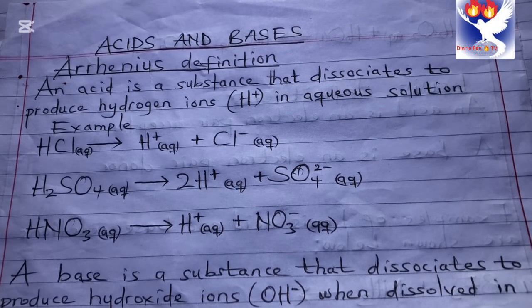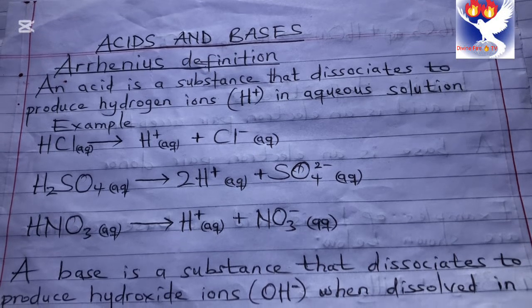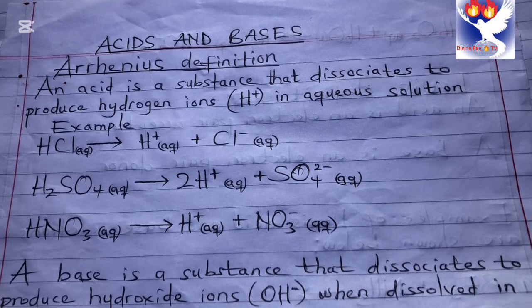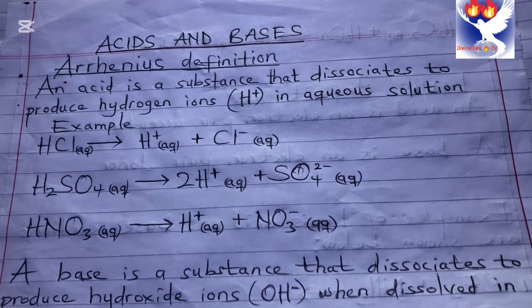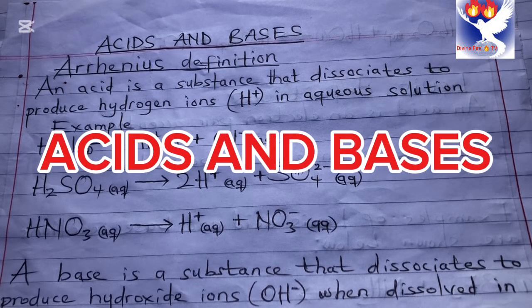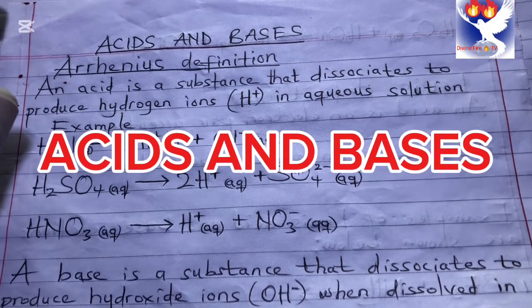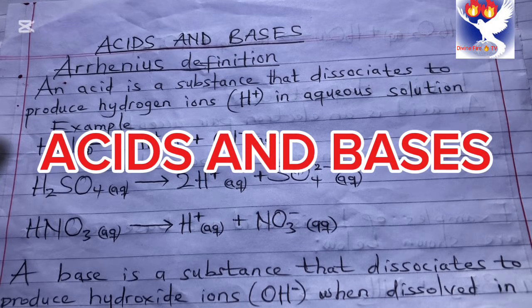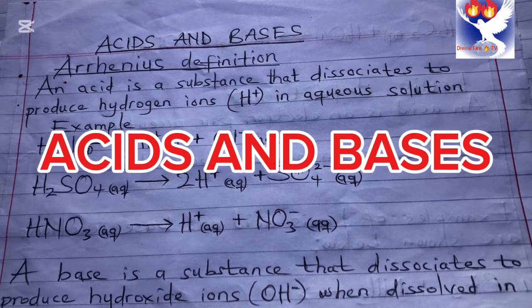Hi. In this lesson, we are going to focus on acids and bases. That's our topic, acids and bases. We're going to focus on definitions of acids and bases according to Arrhenius, Brønsted-Lowry, and Lewis. Let's start from Arrhenius' definition of acid and base.